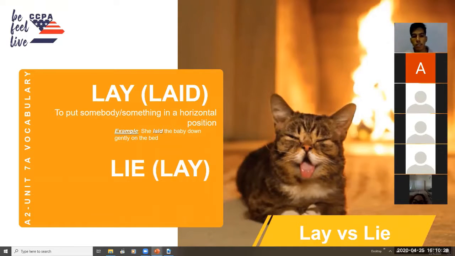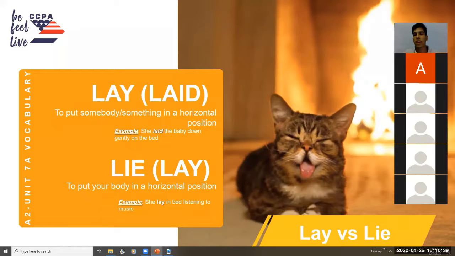And lie, the past is lay, is to put your body in a horizontal position. It's your own body. She lay in bed listening to music. It's not another person's body. It's your own body that you put in a horizontal position.